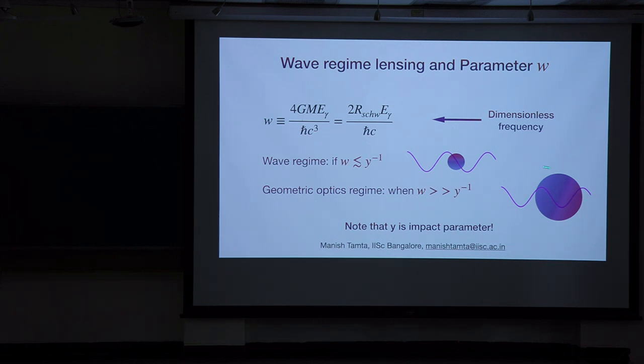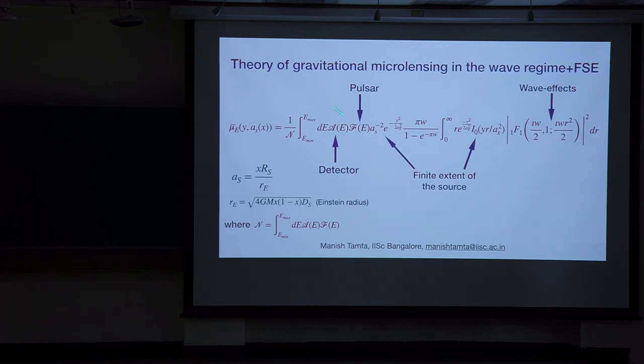And if this is not the case, you are in the geometric optics regime, where your lens equation is good enough. So here, for our system, we are here. For this, in the theory of gravitational microlensing, the magnification is given by this particular formula. And if you are interested in how we get this formula, you can catch up after the talk.